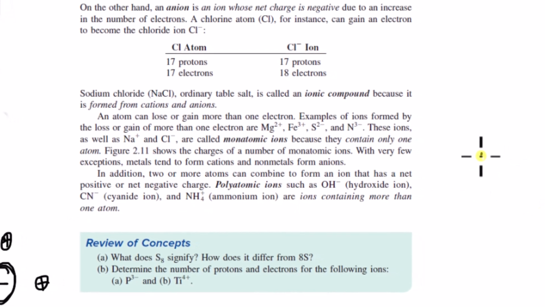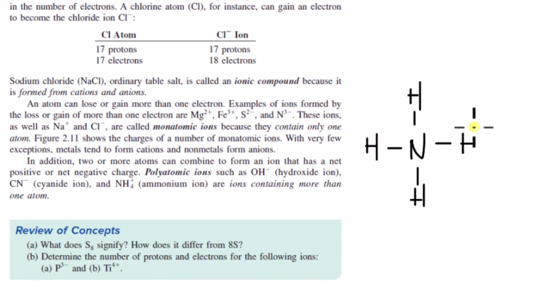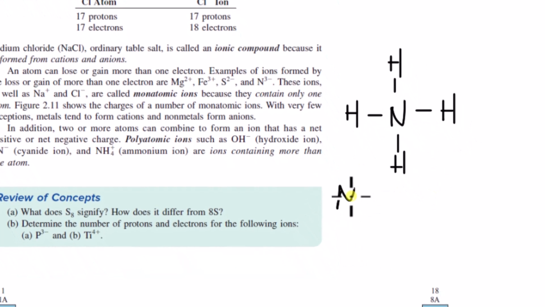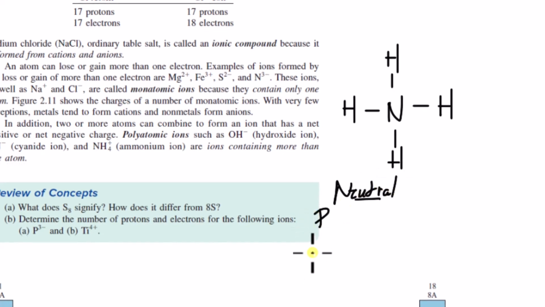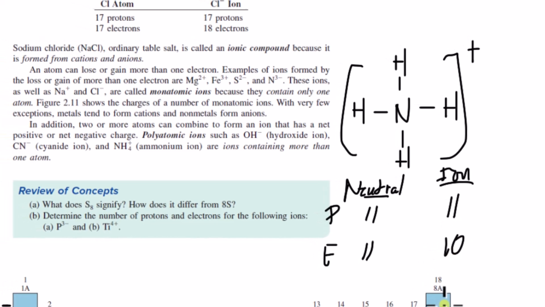So the idea is you've got NH4. When it's neutral, you have 7 protons, 7 electrons here, 1 proton, 1 electron, 1 proton, 1 electron, etc. So with neutral, you've got 7, 8, 9, 10, 11, so 11 protons, 11 electrons. Okay, but with the ion, NH4+, you still have 11 protons, but you've lost a single electron. See?